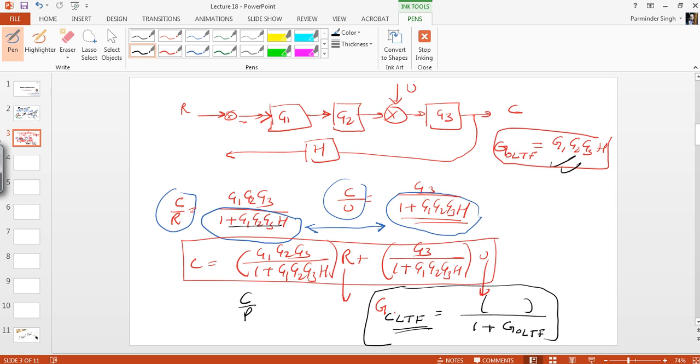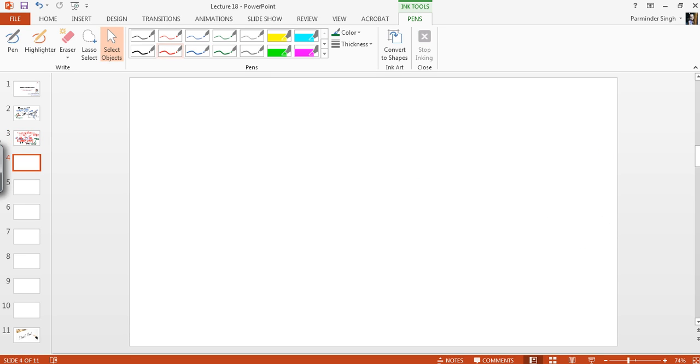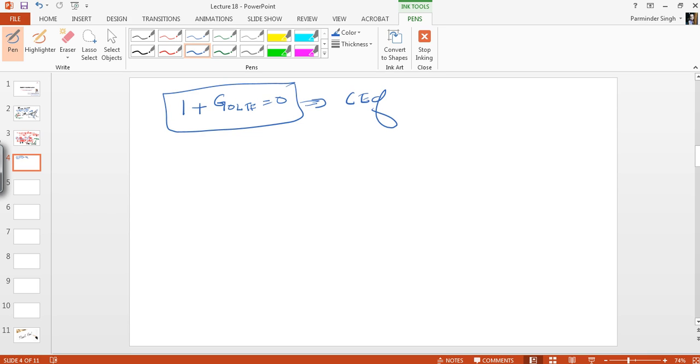Now for closed loop systems, whether it is C by R or C by U, the denominator equation is known as the characteristic equation. It's very important. So if anybody asks you what the characteristic equation is, you multiply all the blocks and add 1. So it is 1 plus G open loop transfer function equal to 0. This is the characteristic equation of the control system.